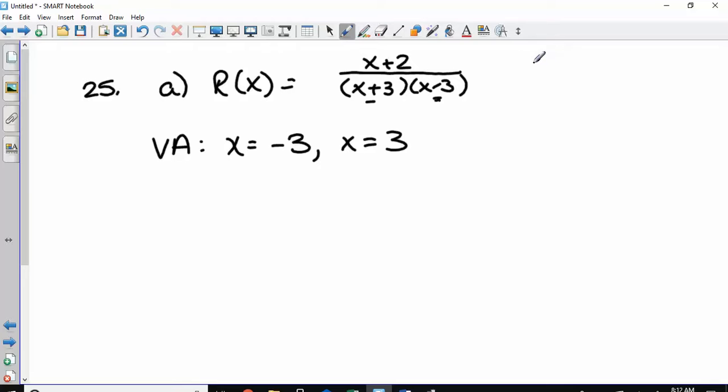Horizontal or oblique is based off the degree. What's the degree on the top? 1. On the bottom, 2. It was an x squared to begin with. Or if I FOIL that out, an x times x gives me an x squared. If the top degree is smaller, it's a horizontal asymptote, y equals 0.